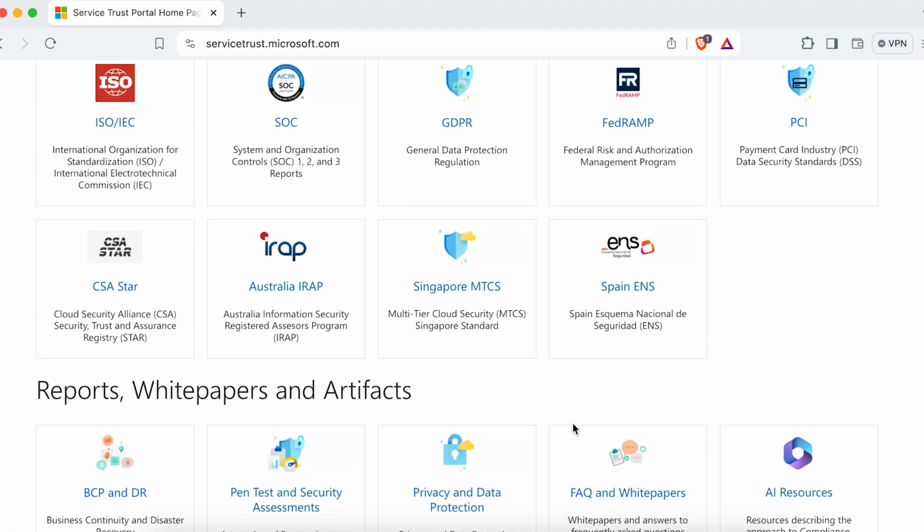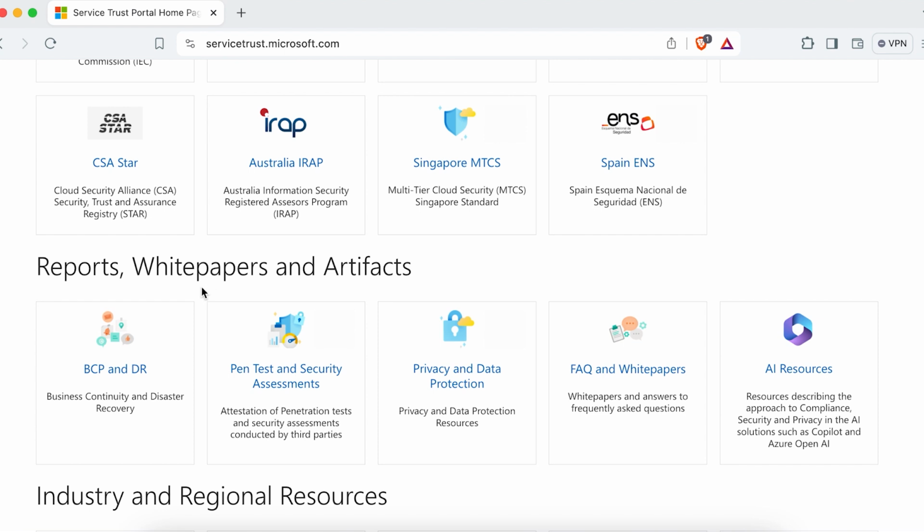Now if we scroll down, the next section is reports, white papers, and artifacts. Here you can find documents that explain how Microsoft handles security and compliance. These resources help you learn from Microsoft's expertise to improve your own security.